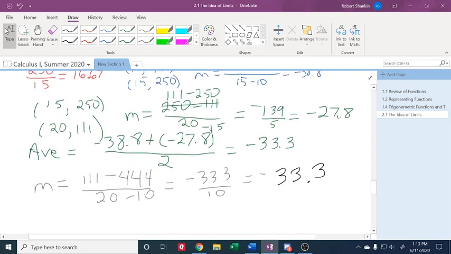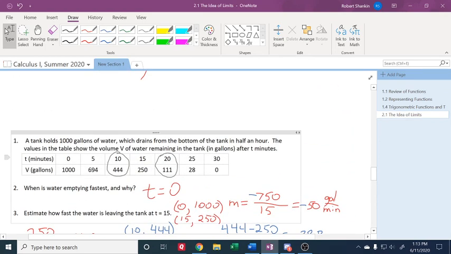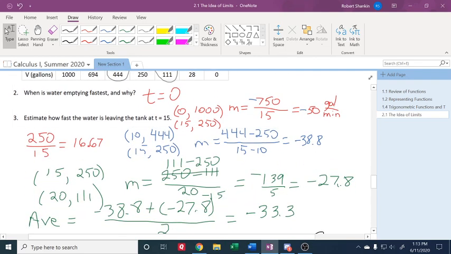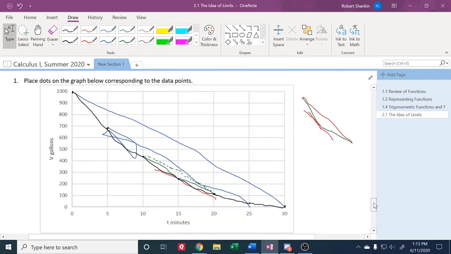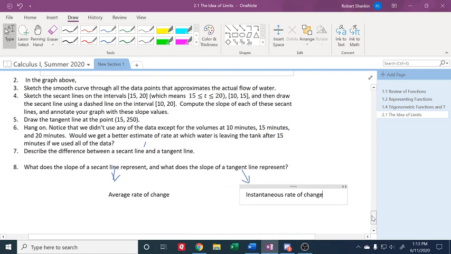Secant lines are easy to get. You just get the 2 points and you use the slope formula. So what we do is we use secant lines to help us get tangent lines. Tangent lines are hard, but that's our goal.